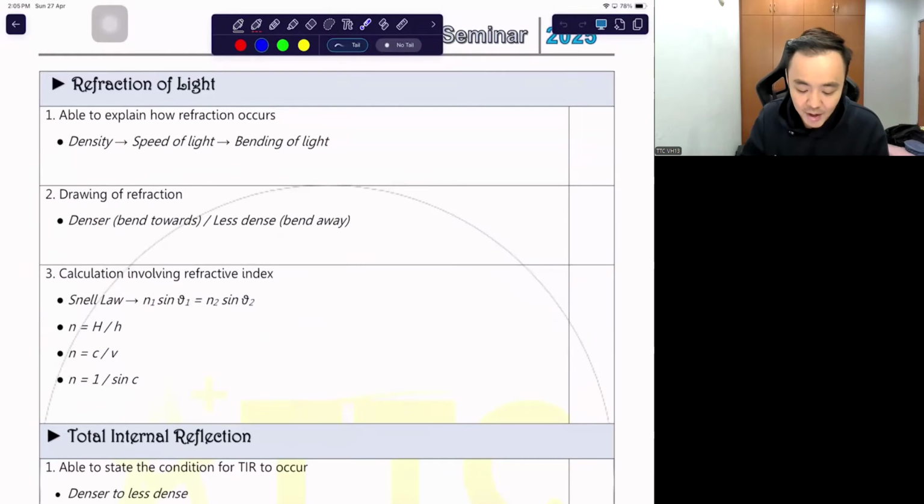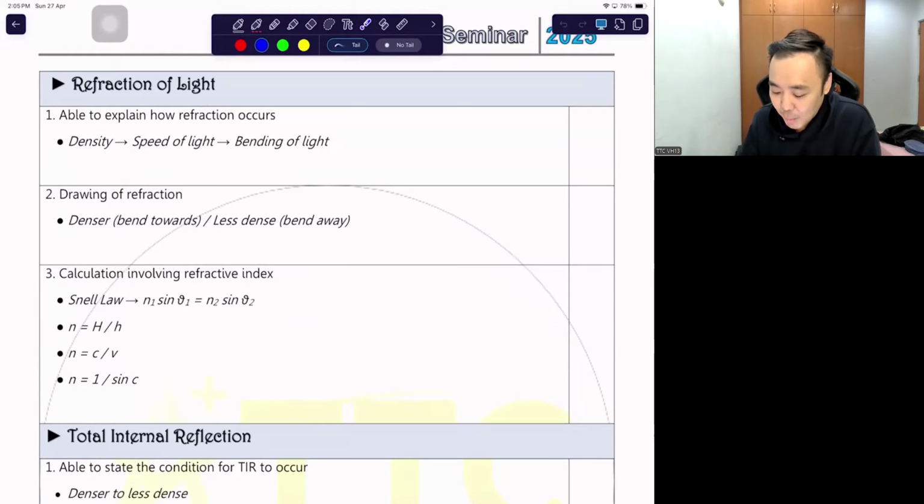You can see every subtopic. Now, I'll tell you, the chapter on light has 4 subtopics: refraction, total internal reflection, lens, and mirror. 4 things only. This whole chapter talks about these 4 things only. Refraction, total internal reflection, lens, and then mirror. So for every topic, I actually list down the criteria for you. What are the things you need to know? What are the things you cannot miss out?